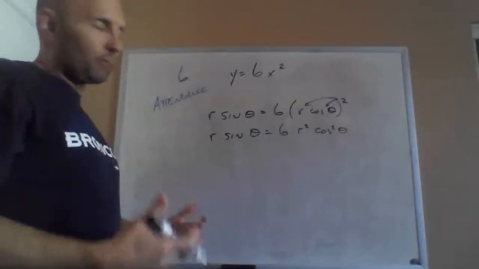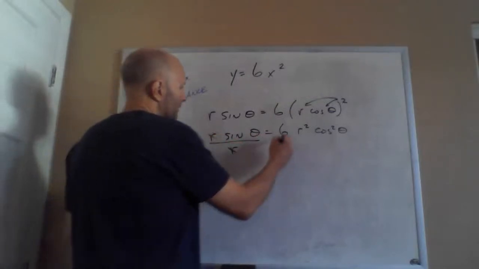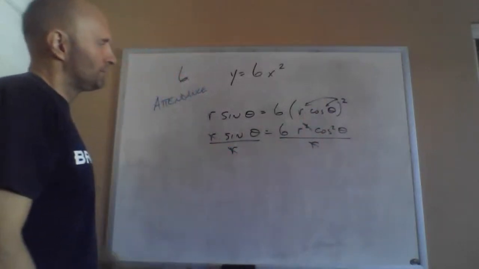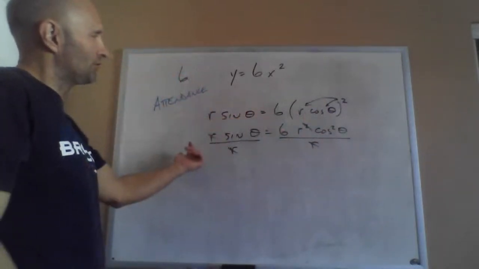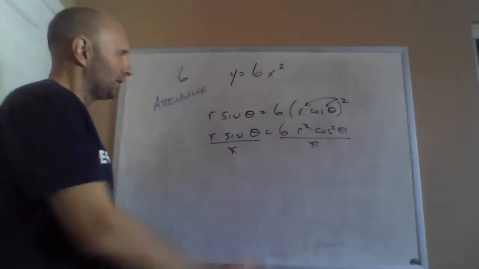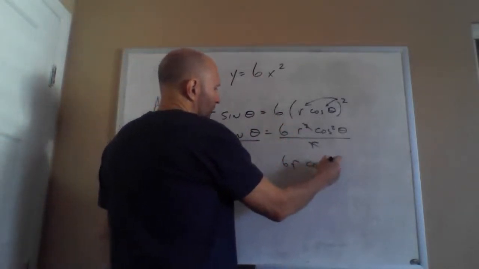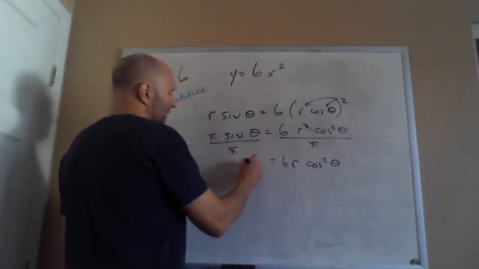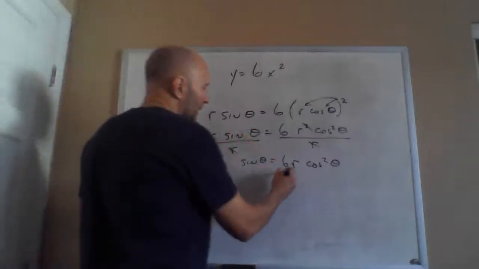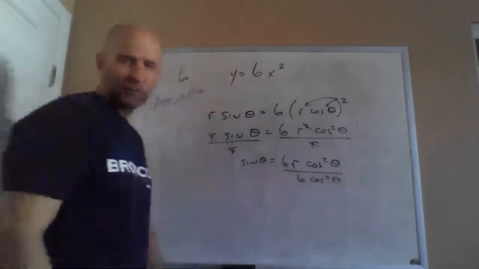If I want to get r by itself, I can divide both sides by r here, and that will leave me with just one of them on the right. I could have brought the r squared over, but now I have 1 over r, which means I'm going to have to flip everything at the end. So this way I just have r, so I have 6r cosine squared theta on the right and sine theta on the left. So to get r by itself, what am I going to do? I'm going to divide by 6 cosine squared of theta.